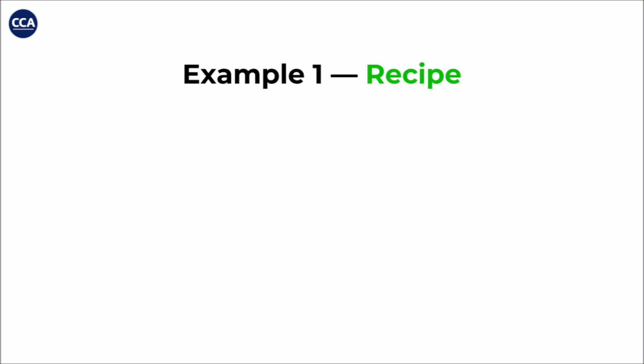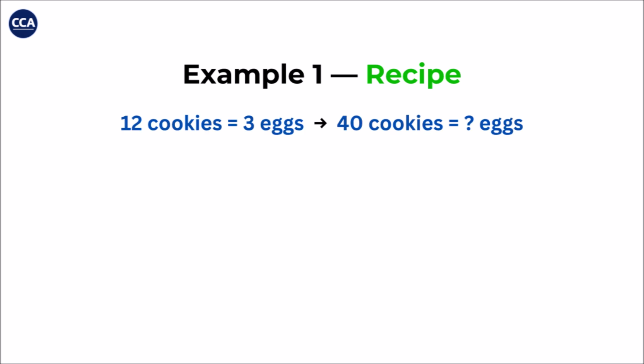Now, let's solve the recipe problem from our hook. 12 cookies need 3 eggs. 40 cookies need how many eggs? Step 1. Set up the proportion. Cookies on top, eggs on bottom, both sides. 12/3 equals 40 over question mark.